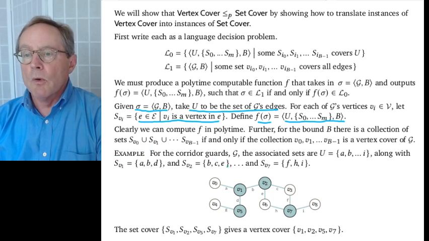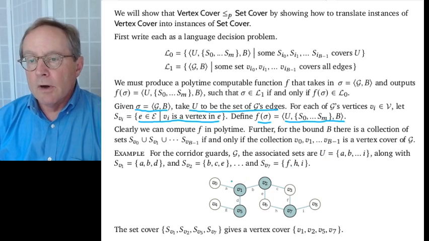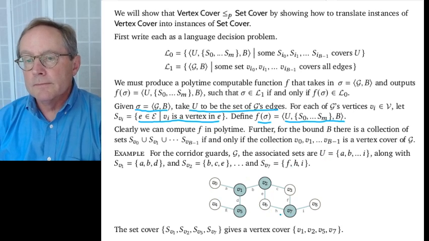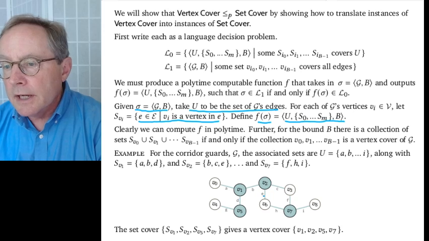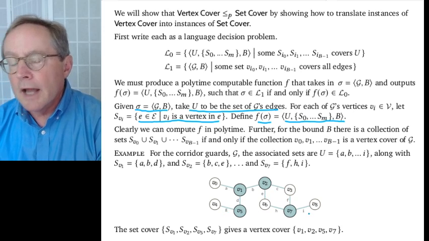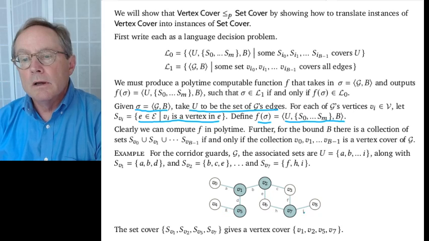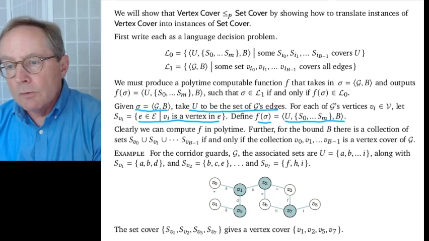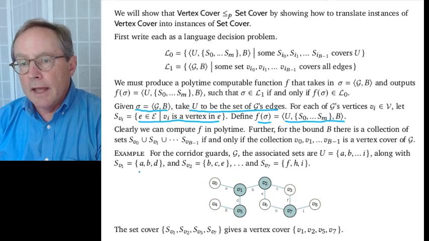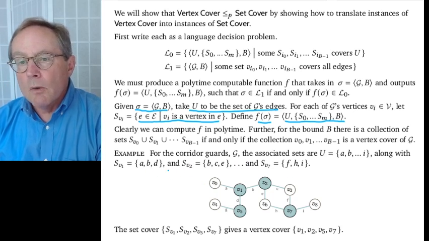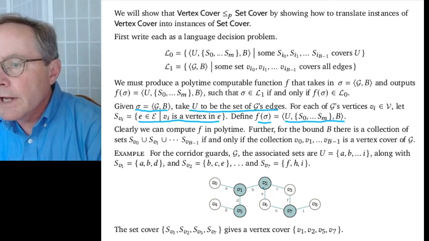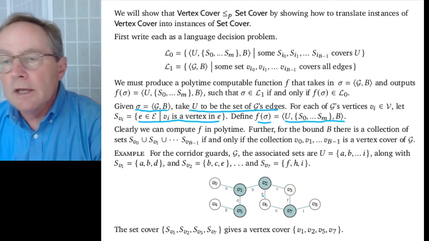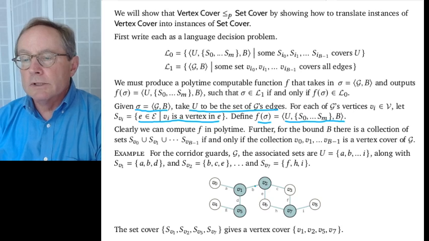And the example here from the previous slide, but I'm not going to zoom back and look at it again. So the corridor guards problem. You have the corridor guards, the four that I circled. Capital U would be A, B, C, D, E, F, G, H, I. And you have that S sub V0, there it is. Oh, S sub V1 is A, B, D, those three. S sub V2, if I can find it, B, C, E. All the way out, etc.